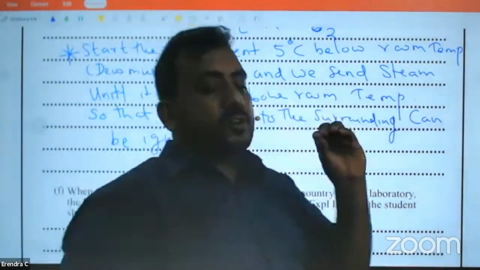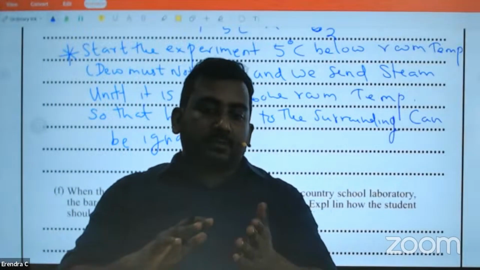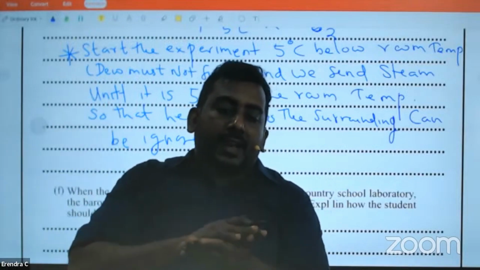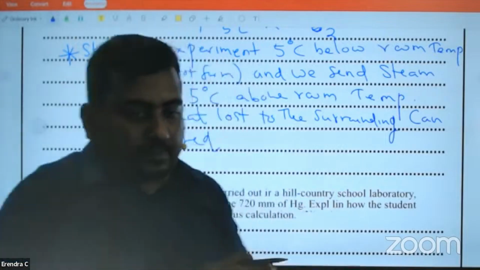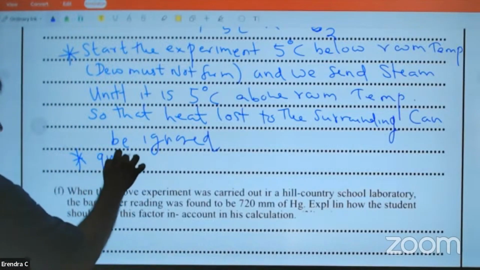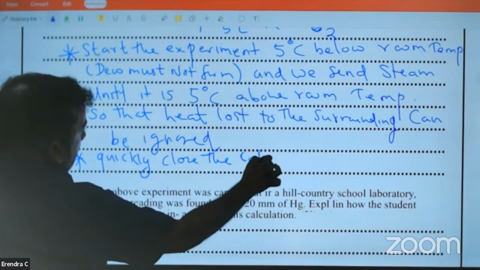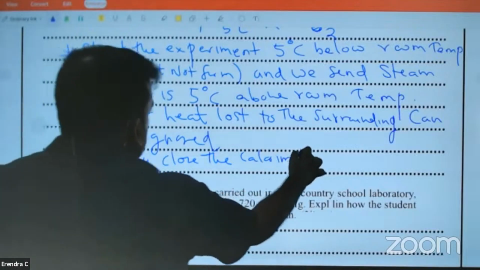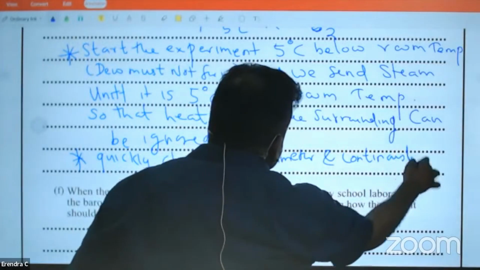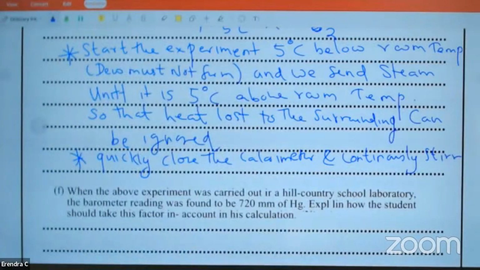Remember, we must make sure there is no heat loss when you mix the steam. So when you mix it, quickly close the calorimeter lid and stir continuously. Right. What else?